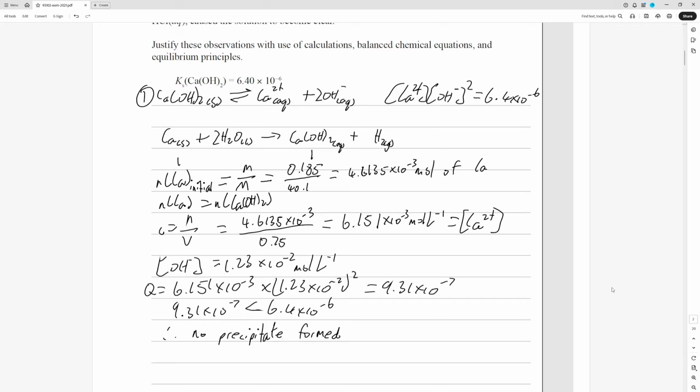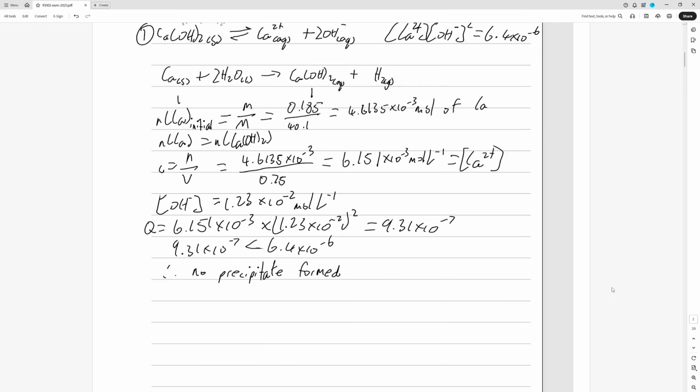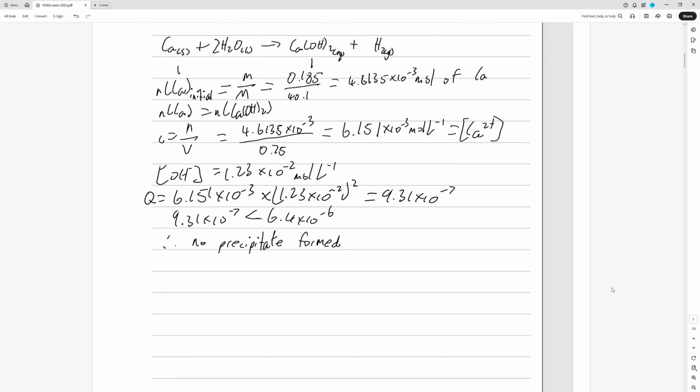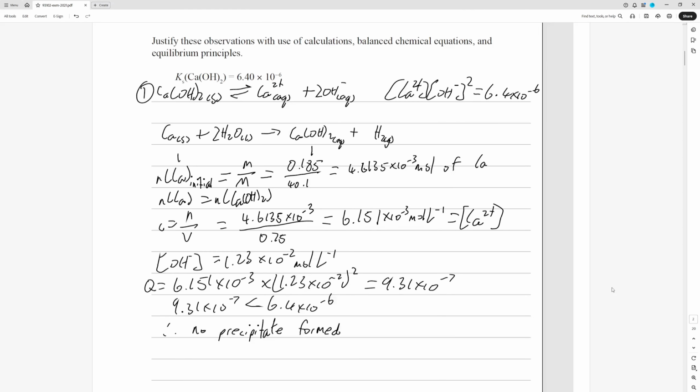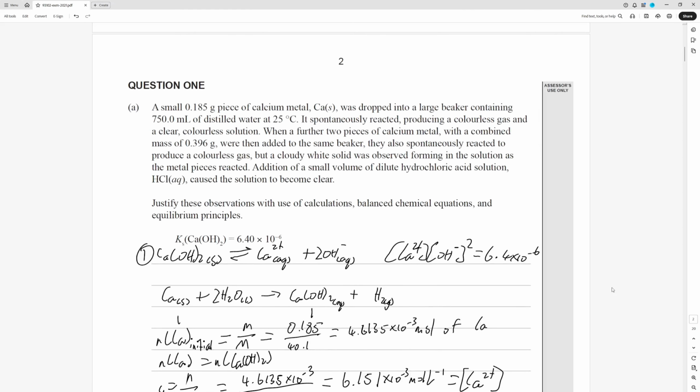Okay, moving on then, what we can do next is try and find the additional moles of calcium that's added, and we can then see why that's going to add a precipitate. So for the moles of extra calcium that is added, the total mass is going to be 0.396 g of the 2 extra pieces of calcium metal.